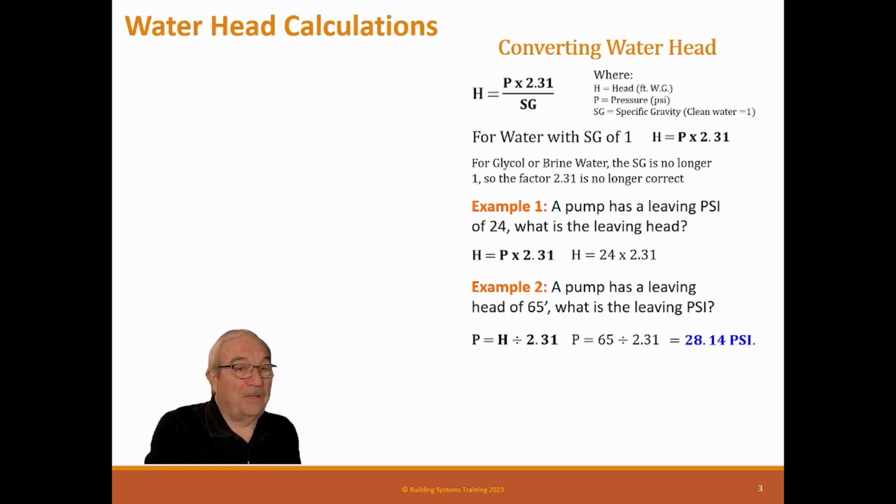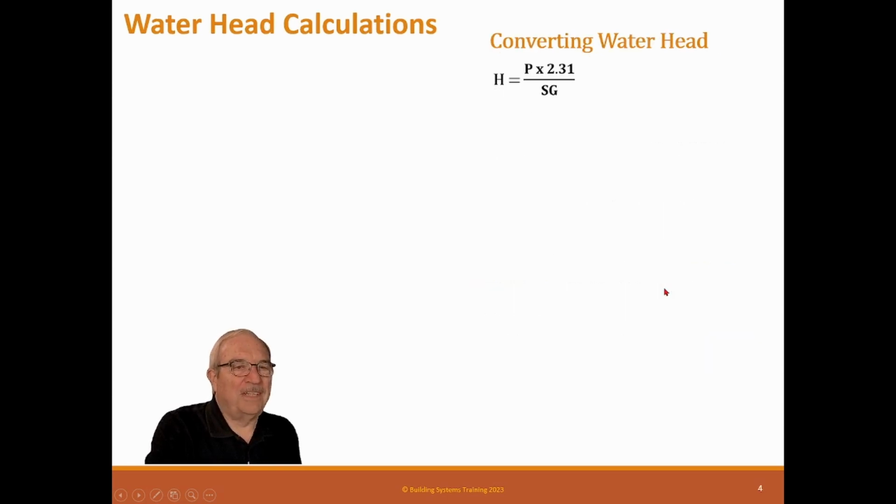So the second one, a pump has a leaving head of 65 feet. What is that in PSI? So if you just divide by 2.31, so it's 65 divided by 2.31, which is 28.14 PSI. That one I actually did. Sorry about that. There it is, it's 55.44. Just in the wrong order. Oh, well. Okay, so that's how you do head.